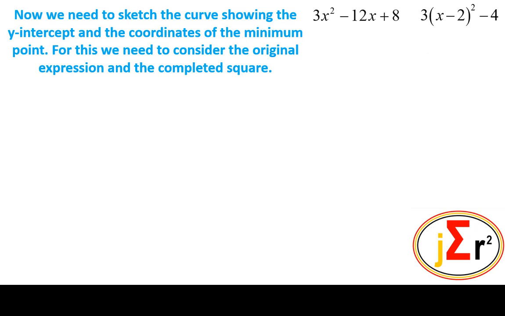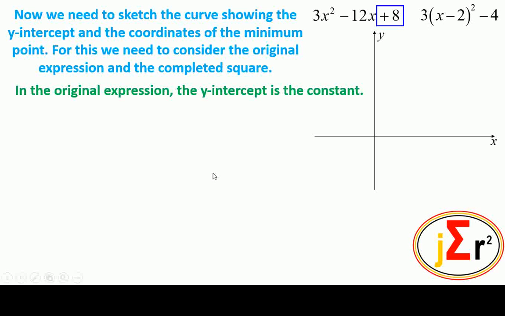For this, we need to consider the original expression and the completed square. We have the original expression of the curve and also the same expression written with the square completed. There we have our axes, and we are focusing on the first one, the y-intercept. In the original expression, the y-intercept is the constant value.